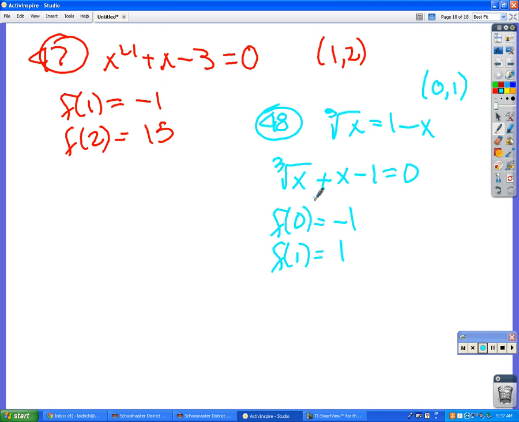Okay? And so you can do the same thing. I'll let you finish these on your own with 49 and 50. Just set them equal to 0, plug in the values. One of them should come out to be negative, one of them should come out to be positive. All right?